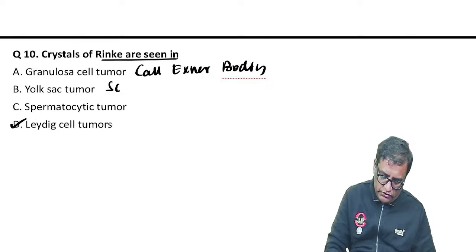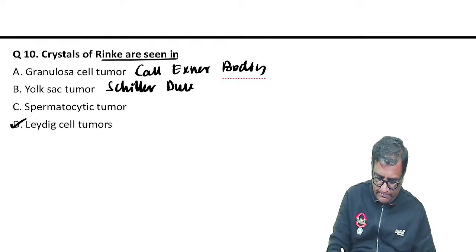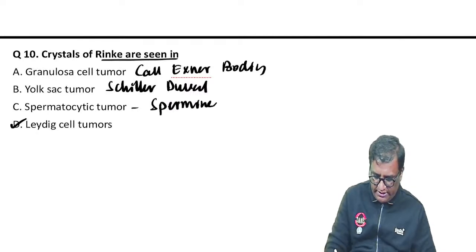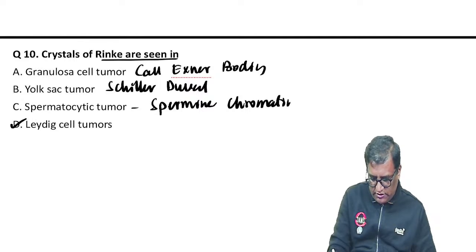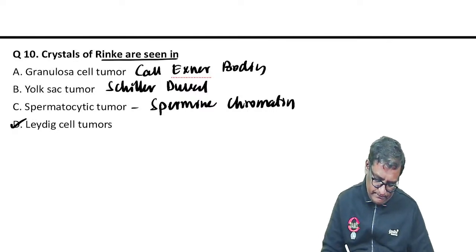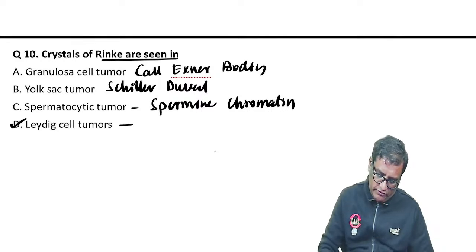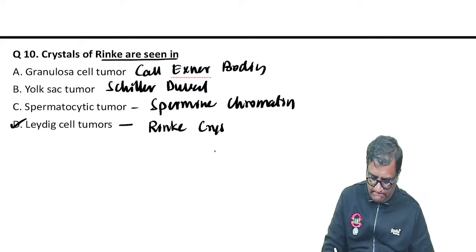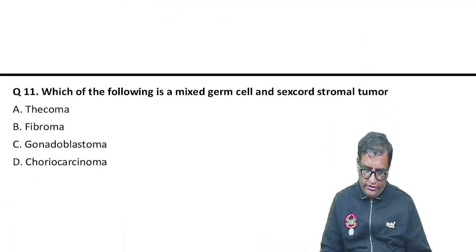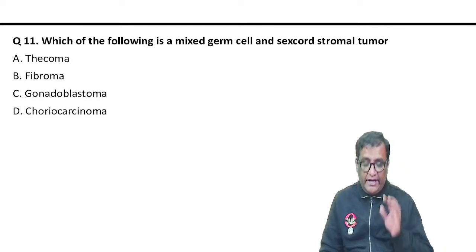In yolk sac tumor, you see Schiller-Duval bodies. In spermatocytic tumors, you see spireme chromatin, isn't it? And in Leydig cell tumor, that is what we discussed. What is that? We see Reinke crystals here. Okay, it's a fact oriented question.